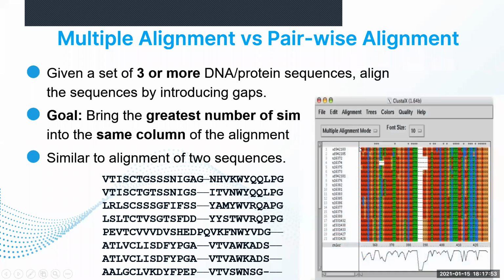There are some tools. We're not going to discuss those tools in this course, but to get an idea, this is one such tool. You can see there are some green areas. Green areas mean these are preserved through all these sequences, and these are some gaps. Are you guys okay up to this slide? I'll take it as yes.